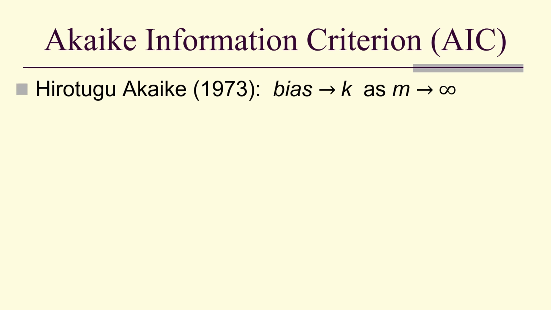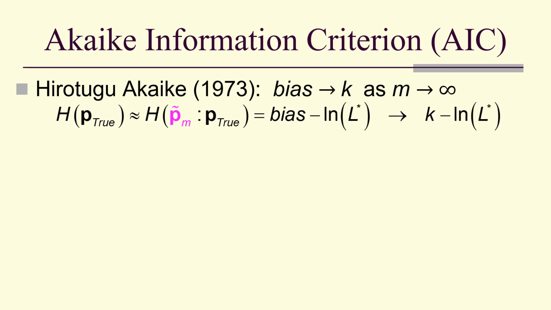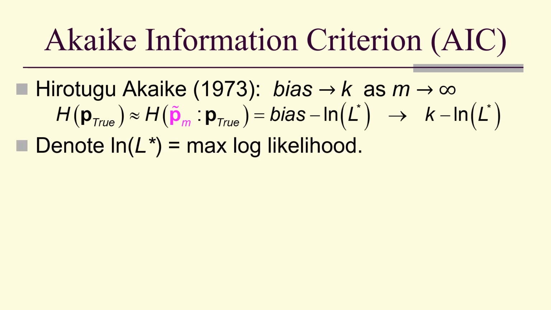So this leads us to what's known as the Akaike information criterion. In 1973, he proved that the bias approaches k as m goes to infinity. In other words, the entropy of the true distribution is approximately the bias minus the log of the maximum likelihood, or k minus log L star. Here log L star denotes the maximum log likelihood.